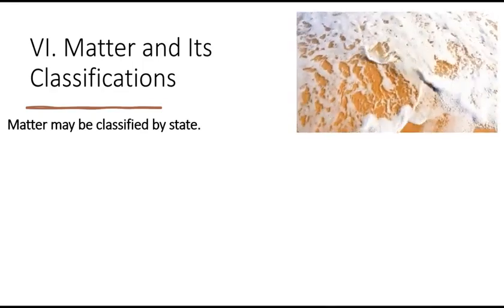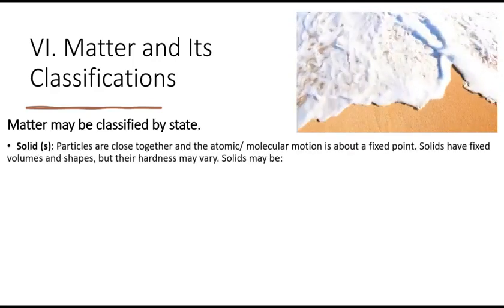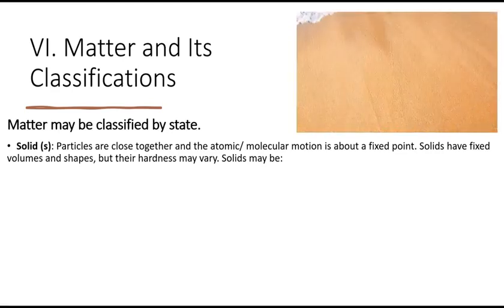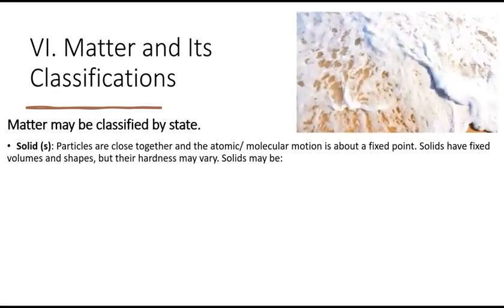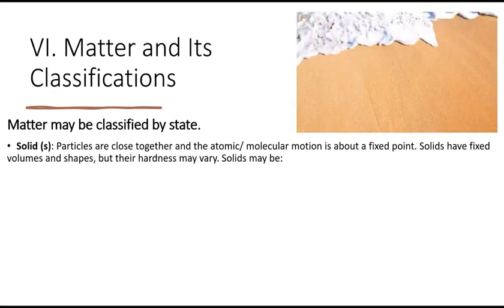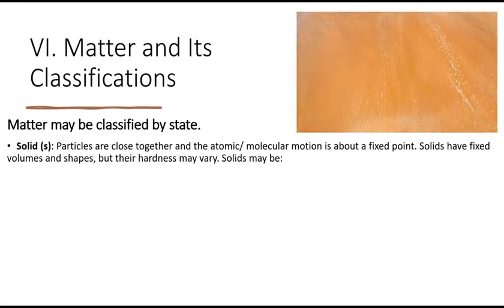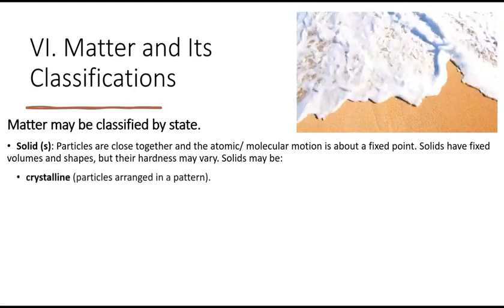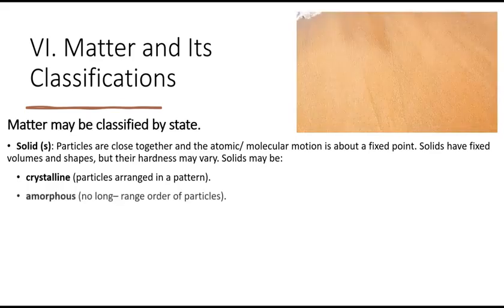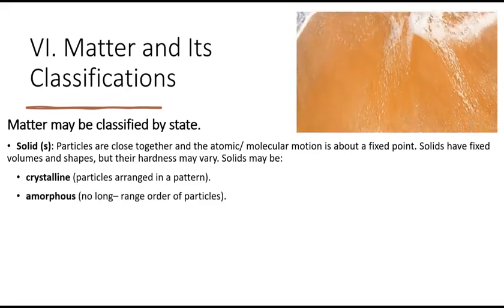Six, matter and its classification. Matter may be classified by state. We may classify matter as a solid. The symbol is lowercase s in parentheses. In the solid state, particles are close together and the atomic molecular motion is about a fixed point. Solids have fixed volumes and shapes, but their hardness may vary. Solids may be crystalline, which just means the particles that make up that solid are arranged in a pattern, or amorphous, which means the particles are not arranged in a pattern.